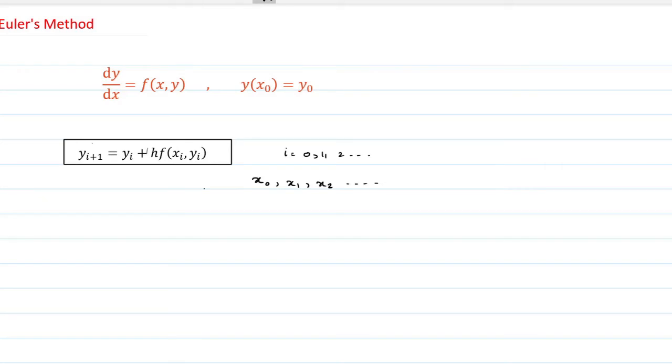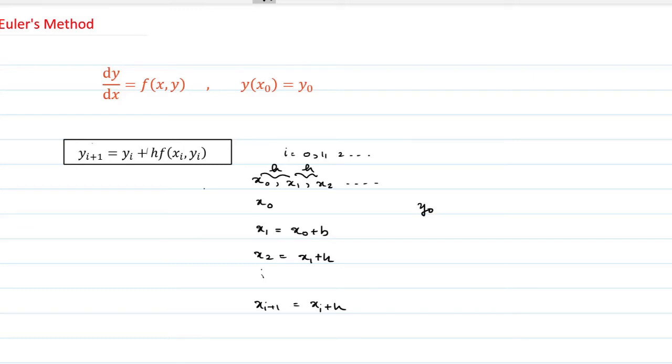That means the spacing between x0 and x1 will be h. x1 ഉം x2 ഉം തമ്മിലുള്ള സ്പേസിംഗ് എന്തായിരിക്കും? h ആയിരിക്കും. നമ്മുടെ ക്വസ്റ്റ്യനിൽ നമുക്ക് എന്ത് തന്നിട്ടുണ്ട്? x0 തന്നിട്ടുണ്ട്. So what is x1? x1 is x0 plus h, right? And what is x2? x2 is x1 plus h, etc. x i plus 1 is equal to x i plus h. Corresponding to x0, we are given the value y0.